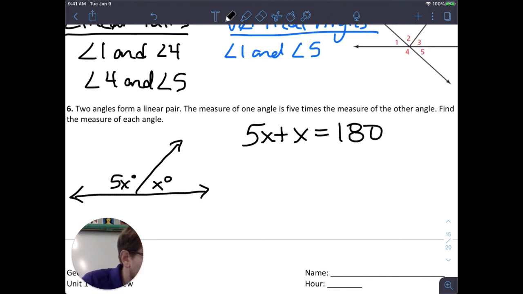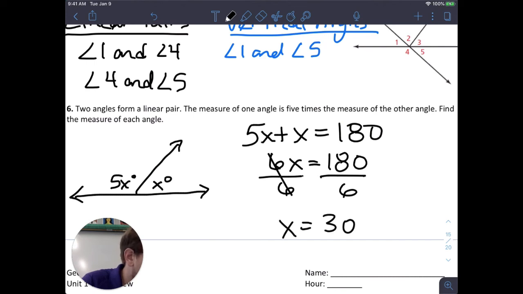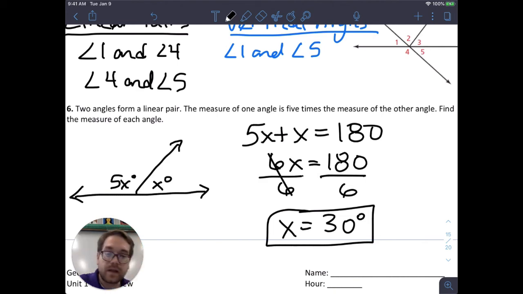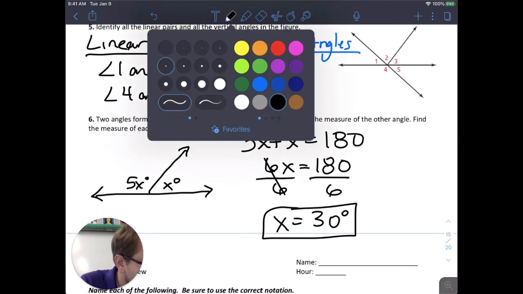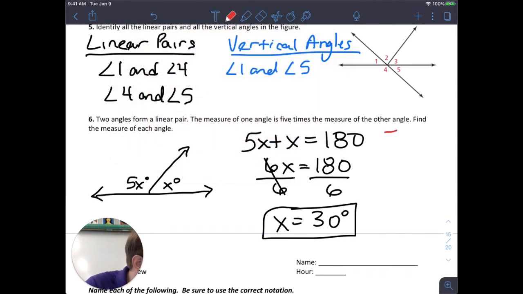I'm going to simplify and solve for x. 6x is equal to 180. Divide by 6. x is equal to 30. So we found x to be 30, and remember, what was x? x was our smaller angle. So we just found one of our angles, and that's 30 degrees. Now what's the measurement of the other angle? Well, we said that the other angle was 5 times that amount. So I'll take 5 times 30, that's 150.